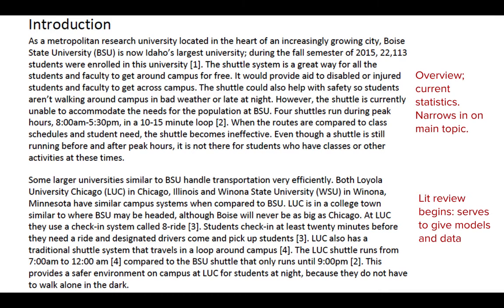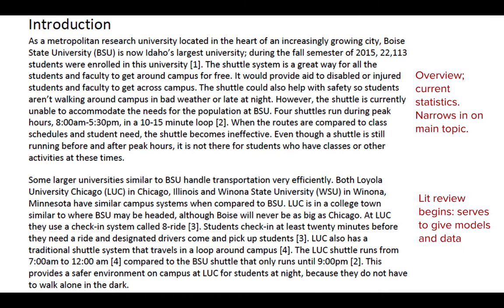So the first thing they do is they begin by talking about Boise and Boise State in connection to the university, because this actually ends up being part of the problem, is that the university is really large, there's a lot of people enrolled on campus, and the shuttle system is being used for students to get around campus easily and efficiently, and it also provides aid for disabled or injured students and faculty to get across campus as well. So it's a great resource on campus. It's really important for a large campus, especially here in Boise.